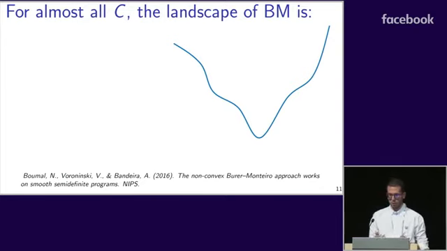However, what has been shown by Boumal, Voroninski, and Bandeira in 2016 is that for almost all cost matrices C, the landscape of Burer-Monteiro is going to look like something as you see in this cartoon. As you can see, this landscape is non-convex, but there are no spurious local minima. So when you run any standard optimization algorithm, you're expecting to find the global minimum.